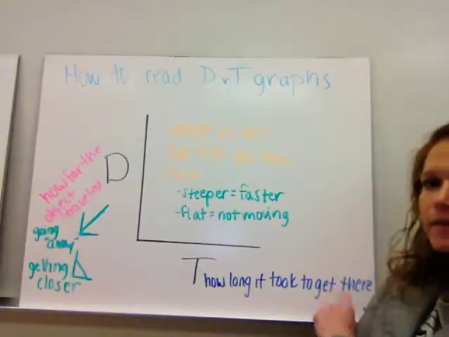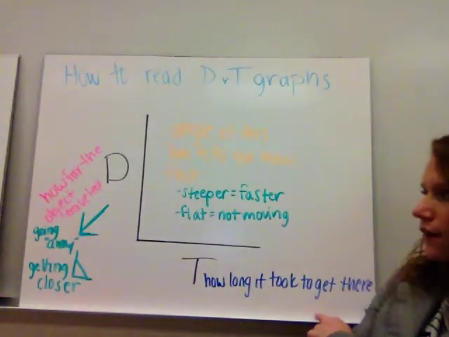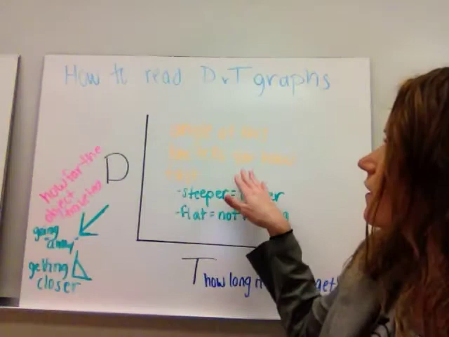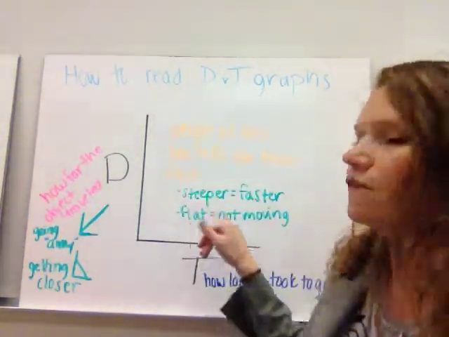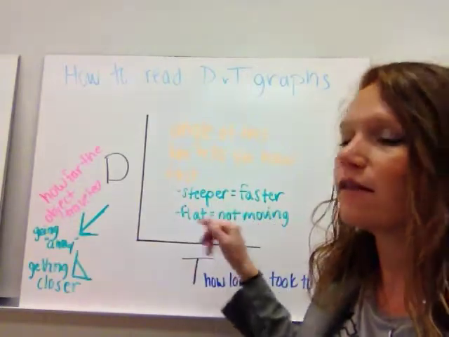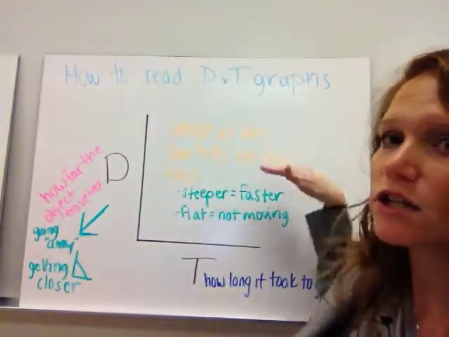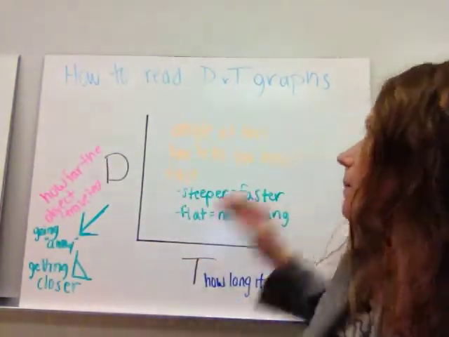As far as time, that tells you how long it took to get there. The angle of the line tells you how fast it was going. The steeper the line, the faster it was going. And a flat line, where the distance isn't changing, means the object wasn't moving.